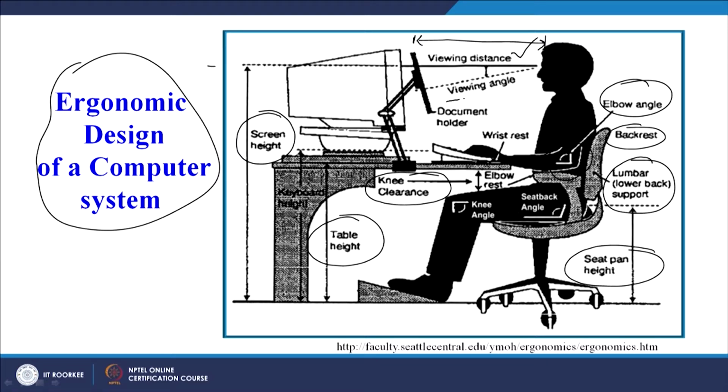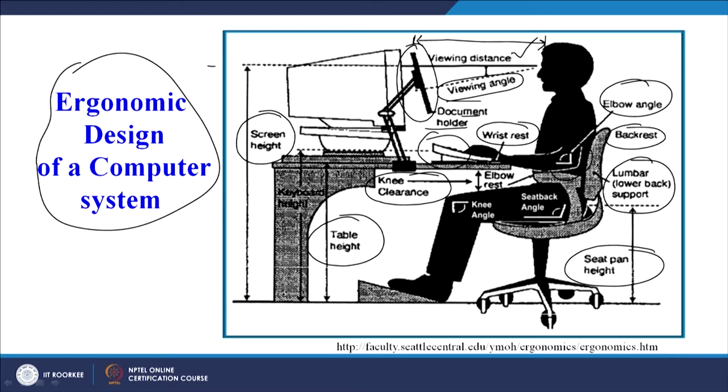The viewing angle can be adjusted by tilting the screen. Then we can have a document holder also, from where the person is looking at the data or the information. Wrist rest is here. This is the keyboard given. Then the elbow rest is there.